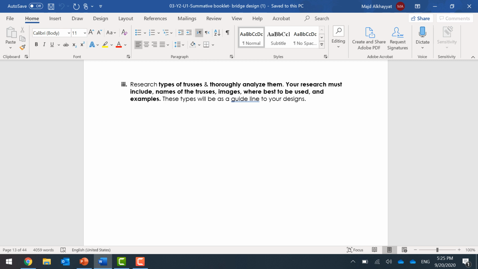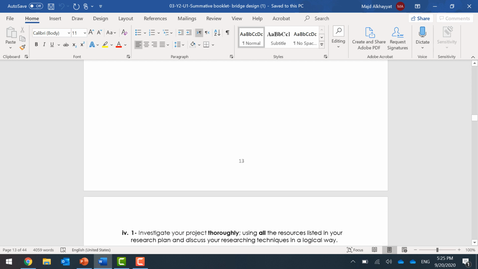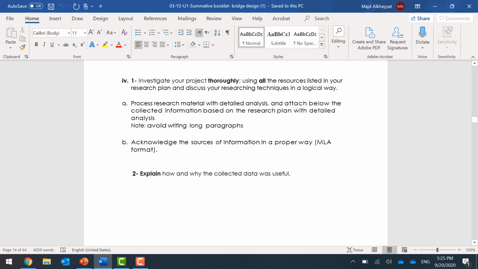Please note that if you research 7 trusses, your grade will be between 7 and 8. If you researched 5 trusses, your grade will be 5 to 6. If you researched 3 trusses, your grade will be between 3 and 4, and so on. So make sure to aim high for the higher grade.